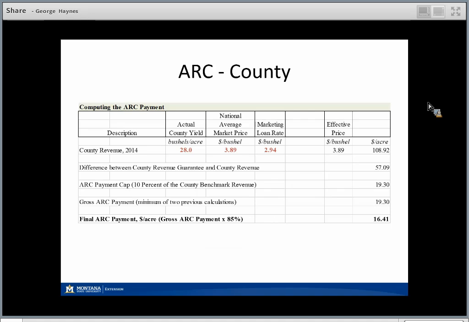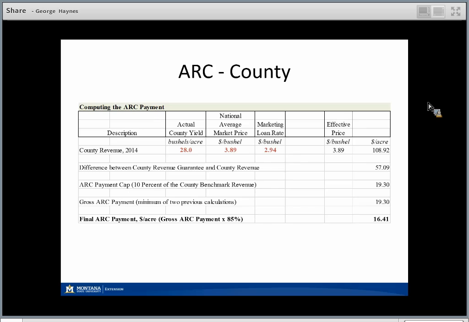So we look at county revenue. In this case, we're just looking at 2004, but in 2004, the actual yield was 28 bushel to the acre. In this county, the average market price was $3.89, and a market loan rate, which we don't care about in this case, because unless prices for wheat got below 294, we wouldn't worry about it. But if indeed that happened, we'd use the marketing loan rate to determine what the effective price was for this crop. Looks like the crop in this particular county is worth $108.92.